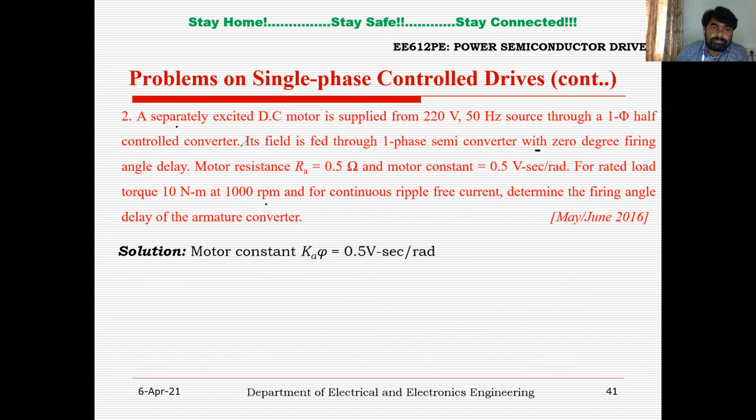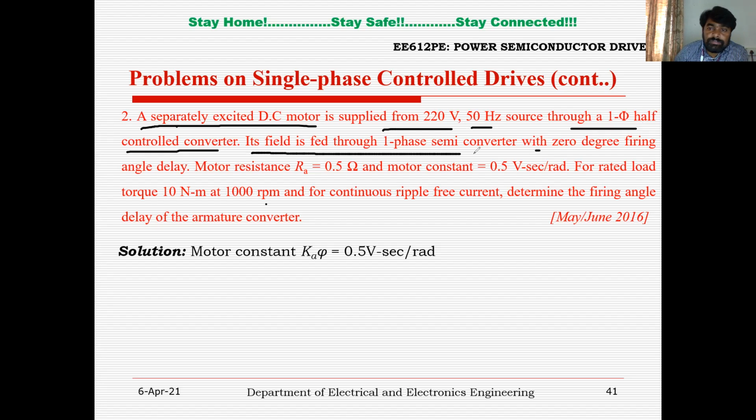Then the second problem is also on a separately excited DC motor. A separately excited DC motor is supplied from a 220 volts 50 Hz source through a single phase half controlled converter. Now the converter is replaced with a half controlled converter. Its field is fed through a single phase semi converter with 0 degree firing angle delay, right? It is behaving like a diode bridge rectifier only. But in order to confuse the student, they may ask the question like this, right? So now the field is fed from a single phase semi controlled converter, not a diode bridge rectifier. And if alpha equals 0, it behaves like a diode bridge rectifier only, right?